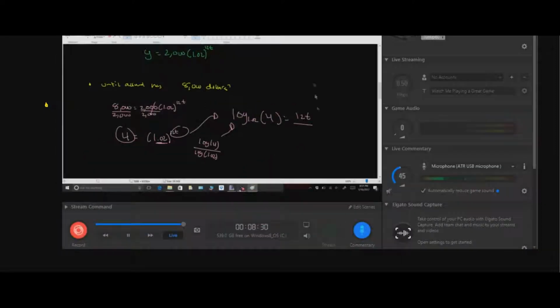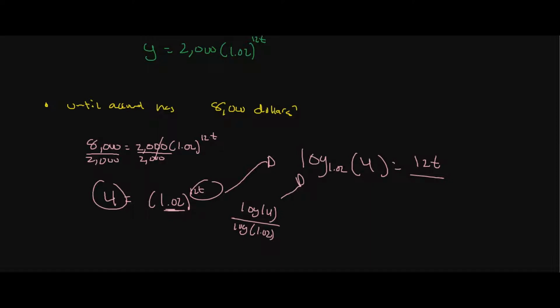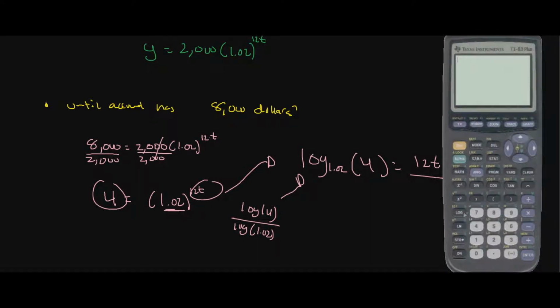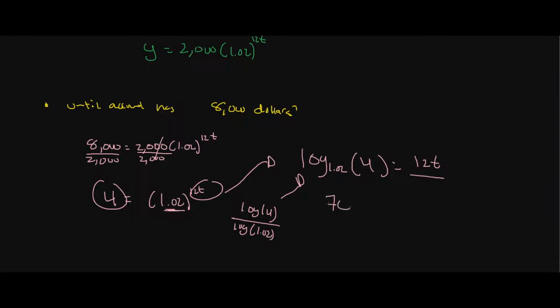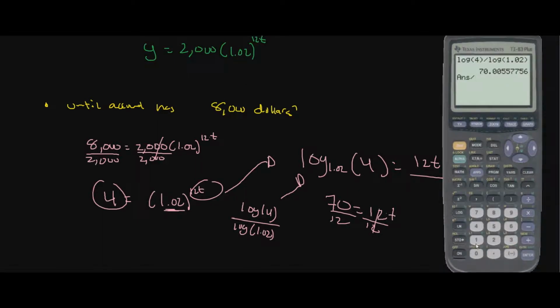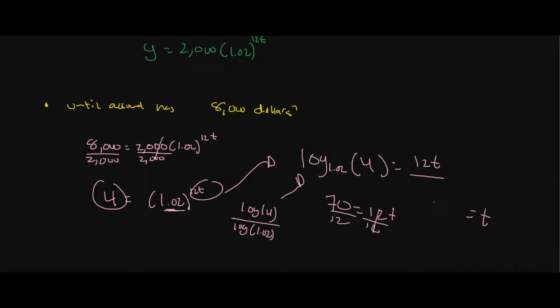And what do we get? We're going to get, my friends, log of 4 divided by log of 1.02 is going to give me 70. So we're going to get 70 is equal to 12t. Divide 12 to both sides, and we get t is equal to 70 divided by 12. Let's divide that by 12, and we get 5.8. Wow, look at that.